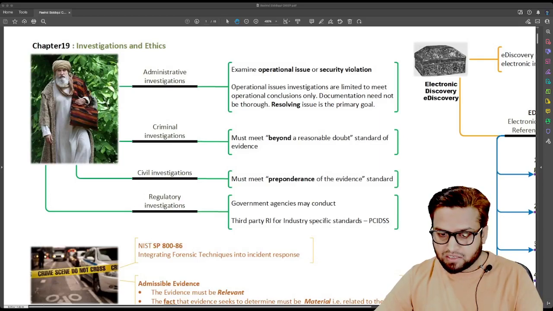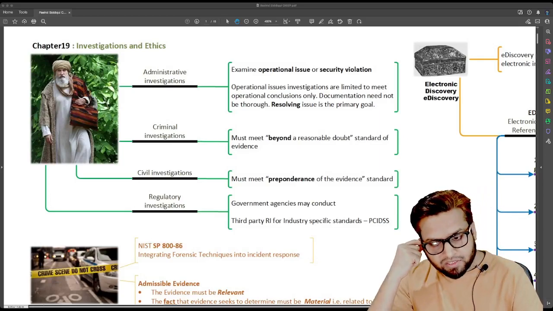Now civil investigation is an investigation done by people on behalf of a legal team for the organization. If there is a dispute between two organizations, and that dispute does not involve any breach of law in society, that's a case of civil investigation. The standard of evidence there is preponderance of the evidence. This sentence should relate to civil investigation.